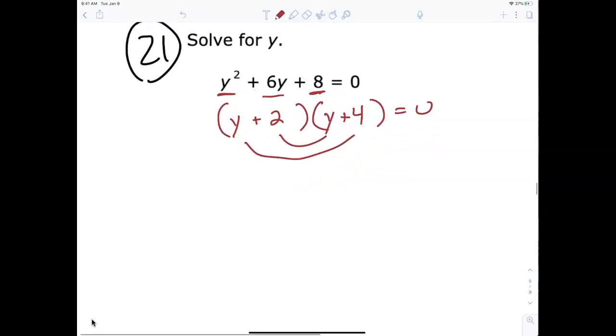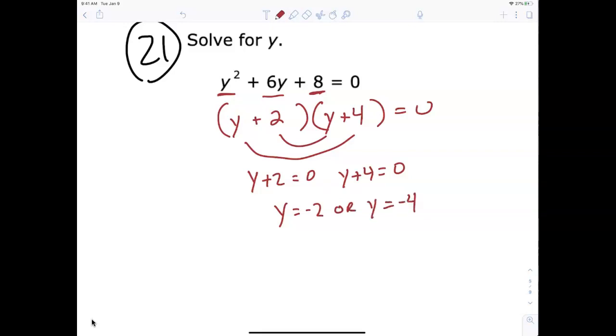Now we set them equal to 0. Y plus 2 equals 0. Y plus 4 equals 0. So y equals negative 2, or y equals negative 4. Okay?